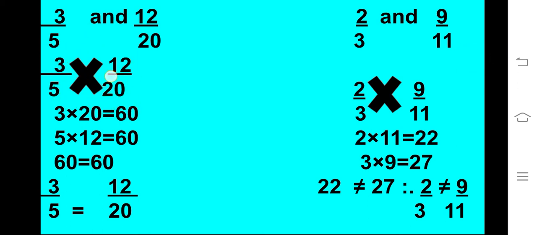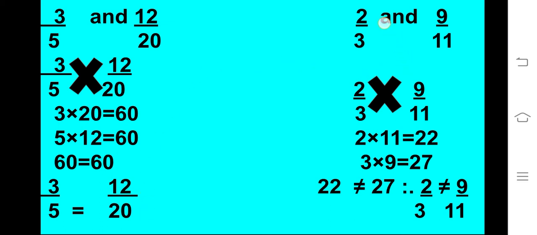3 by 5 and 12 by 20. We have to cross multiply, children. This is cross multiplication. So 3 into 20 and 5 into 12. See, 3 into 20 gives you 60, 5 into 12 gives you 60. So both are equal, both the numbers are the same. So 60 is equal to 60. Therefore, 3 by 5 is equal to 12 by 20.